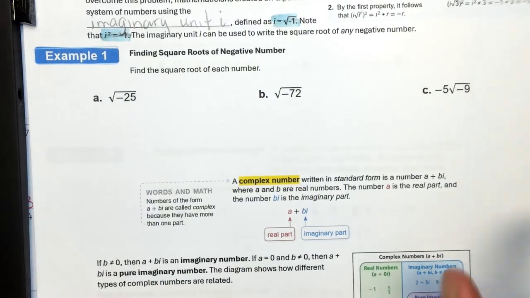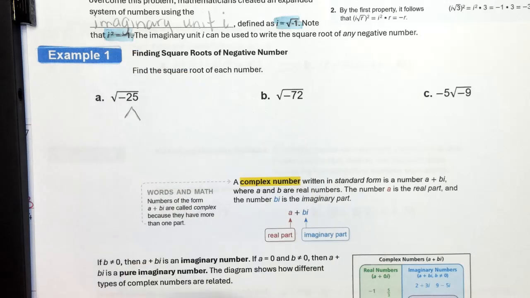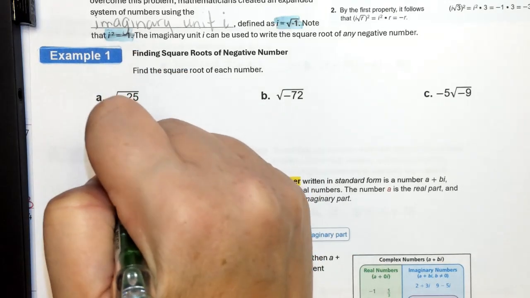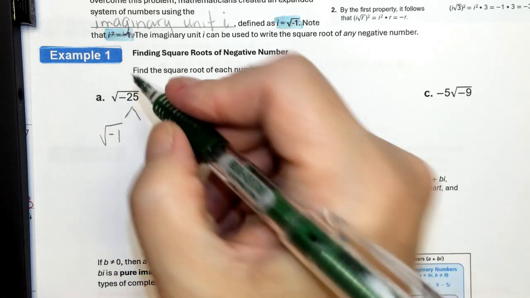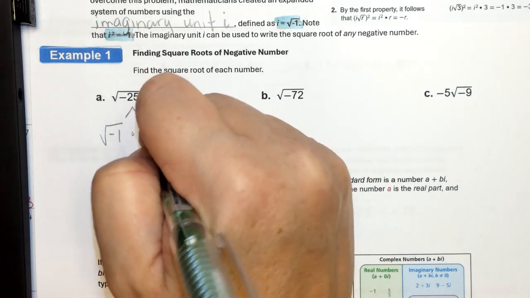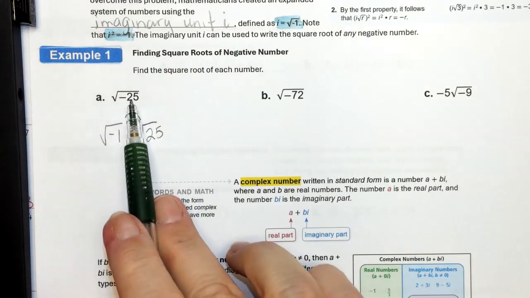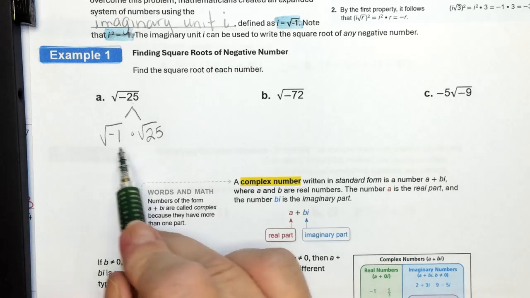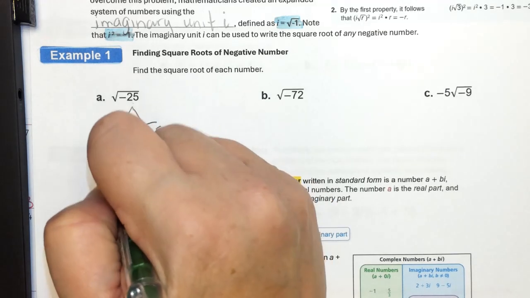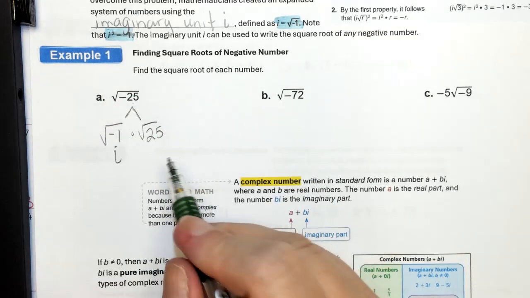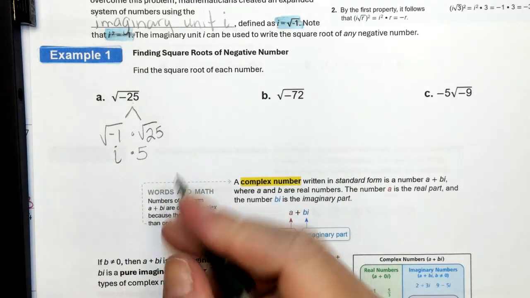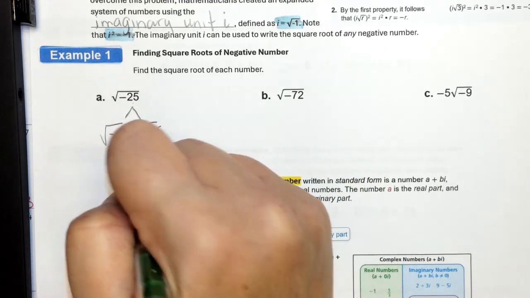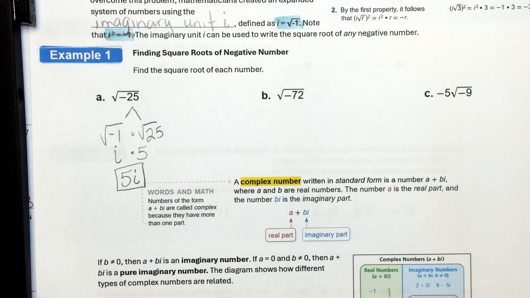Looking at part A, we're going to break this up. We're going to take out the -1, the negative square root, so we're just going to take a 1 with it. And then we're going to multiply that by the square root of the positive number in here. So what is the square root of -1? It is simply i. What's the square root of 25? Most of you know it is 5. So you would write your final answer with the i behind the number. So that would be your final answer.